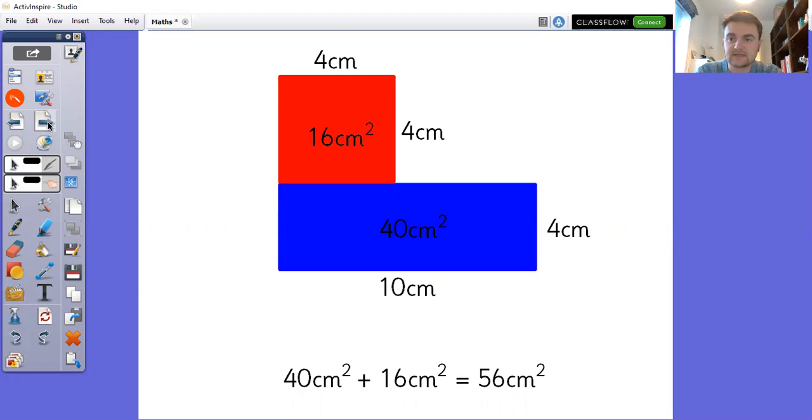I know that the red rectangle was 16 centimeters squared. I know that the blue rectangle was 40 centimeters squared, which means that to work out the overall area of the shape, I have to add those two together.